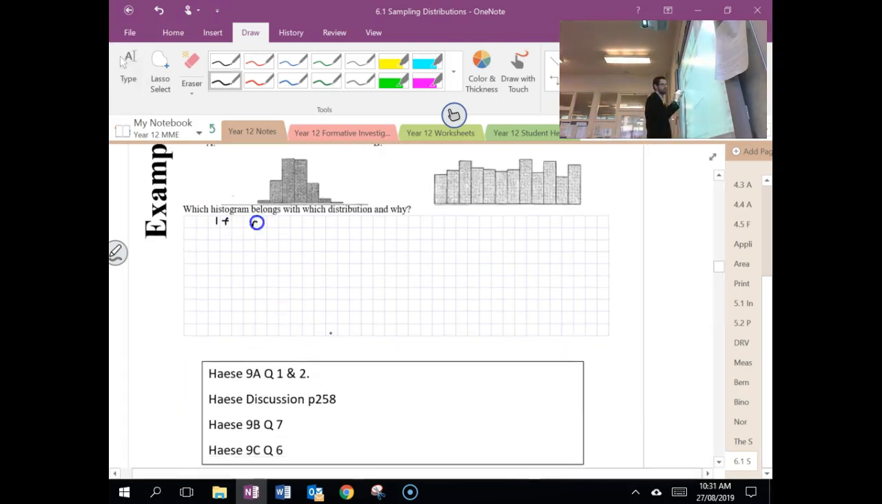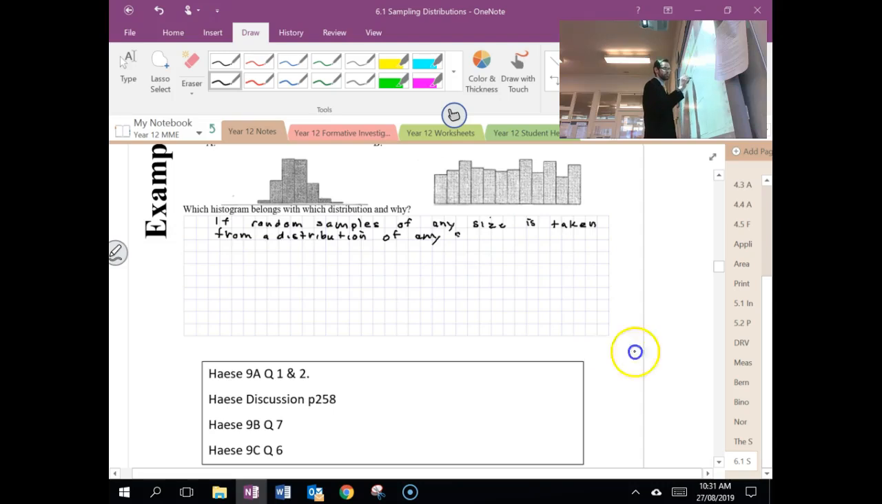If random samples of any size is taken from a distribution of any shape, the sums of those samples will be approximately normally distributed.